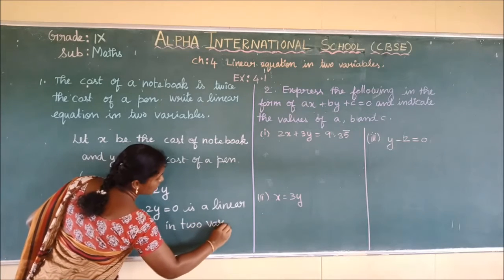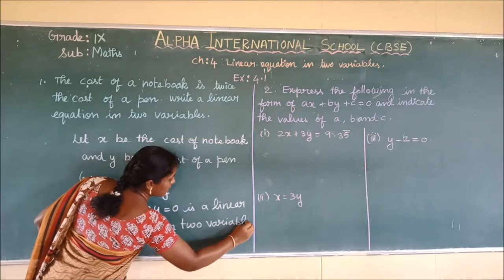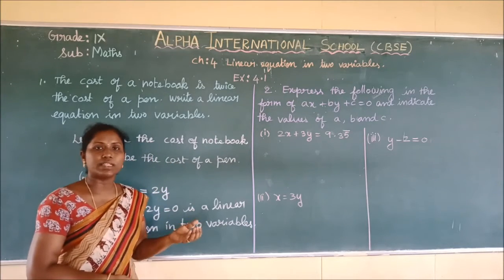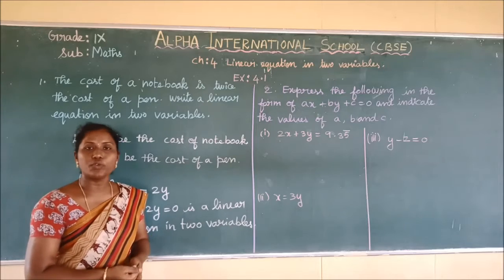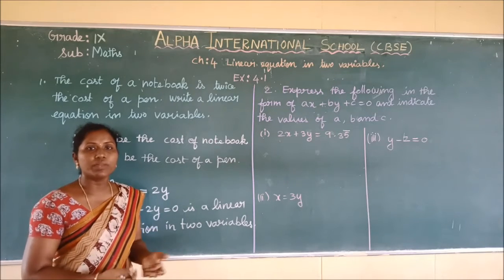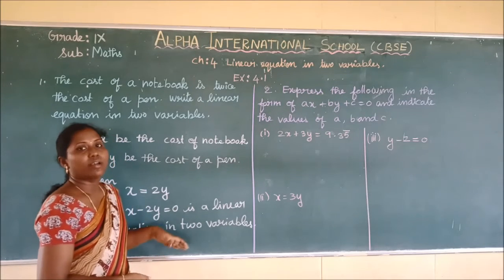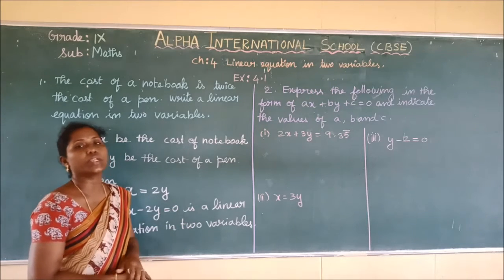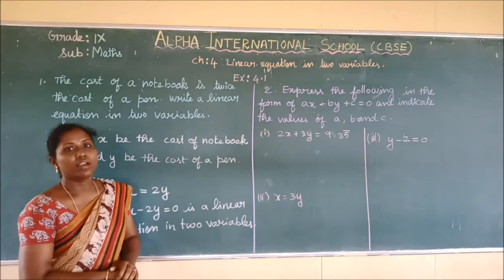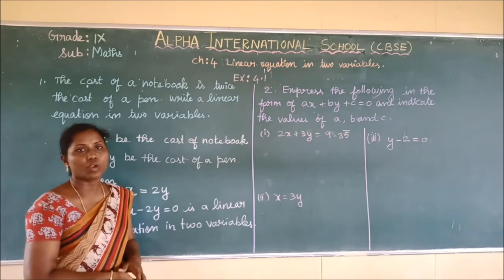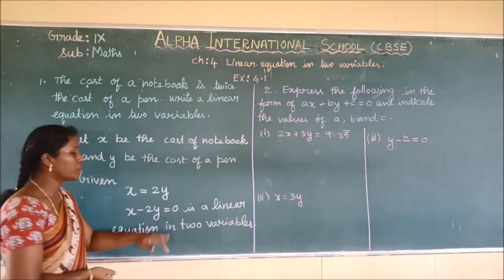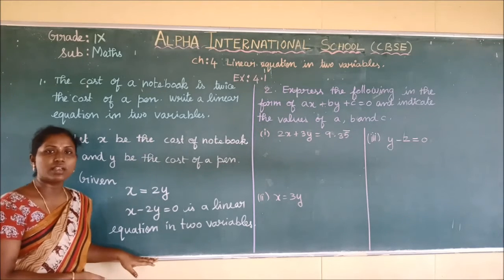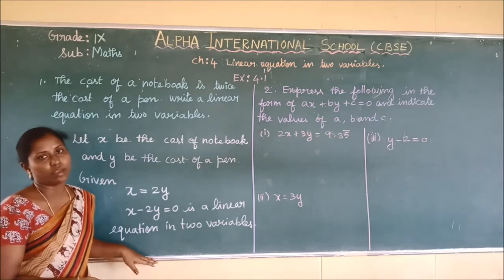So whatever statement is given, read the statement thoroughly. The unknown values are there. Give variables for the unknown values and frame the equation. This is the basic. But we are going to solve problems by framing the equation and solving it, and finding the solutions of the linear equation also. So see here, we got x minus 2y is equal to 0 as a linear equation in two variables. This statement we have converted into a linear equation in two variables.